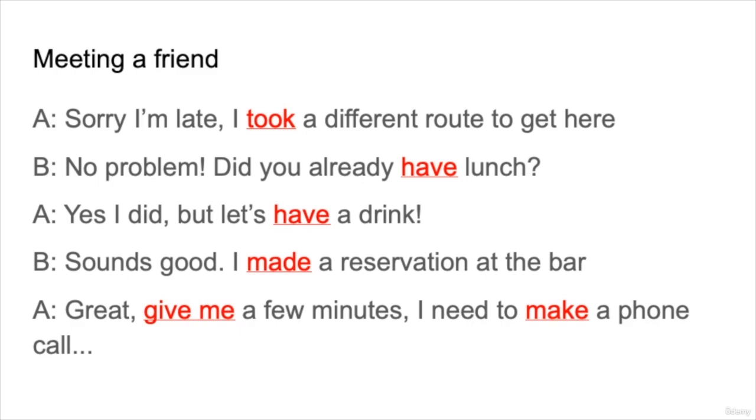So let's read this through to see what it sounds like. "Sorry I'm late. I took a different route to get here." "No problem. Did you already have lunch?" "Yes, I did, but let's have a drink." "Sounds good. I made a reservation at the bar." "Great. Give me a few minutes. I need to make a phone call."